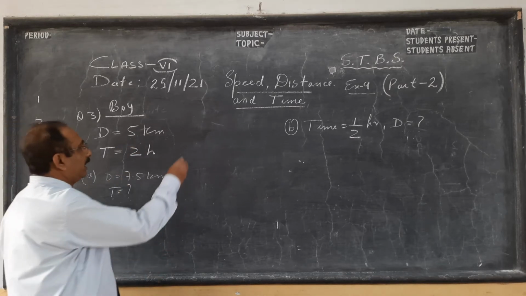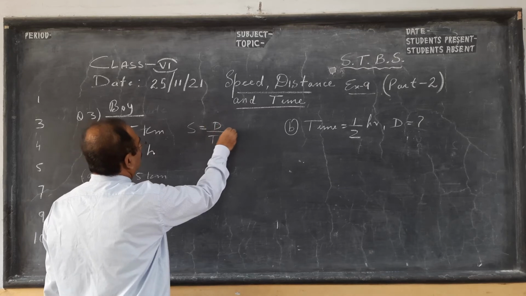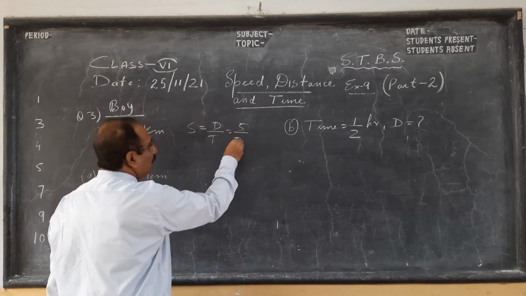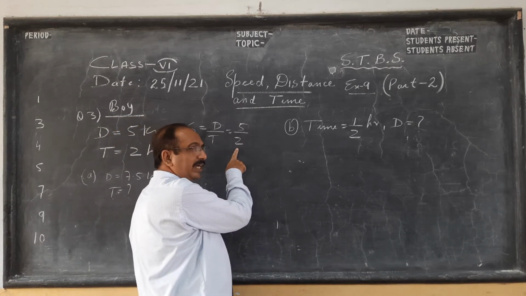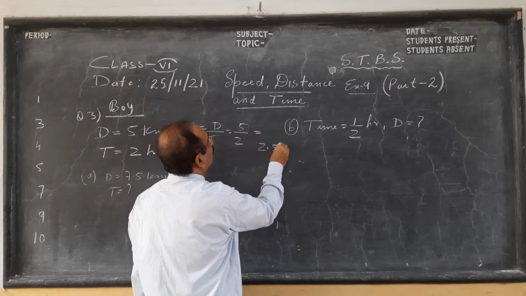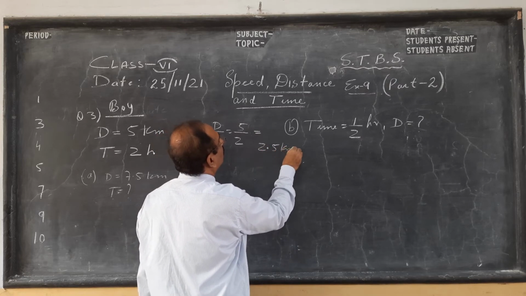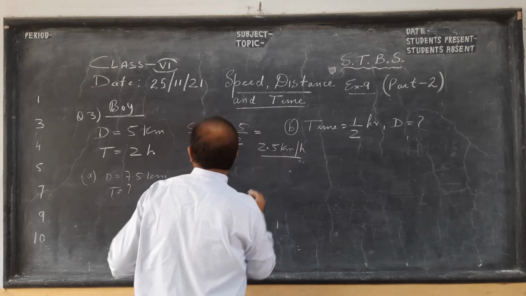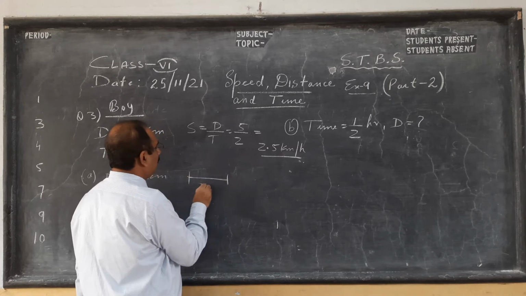So first we will find speed. Remember, speed is distance by time. So 5 kilometers in 2 hours. I told you speed is distance traveled in unit time. So when you divide any distance by time, we get the speed, which is distance traveled in unit time. So he travels 2.5 kilometers in 1 hour.